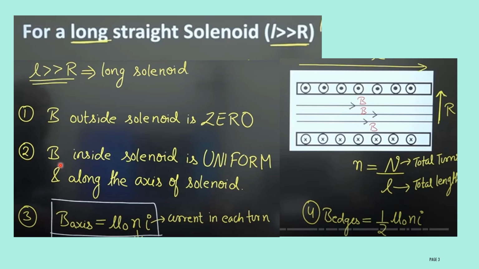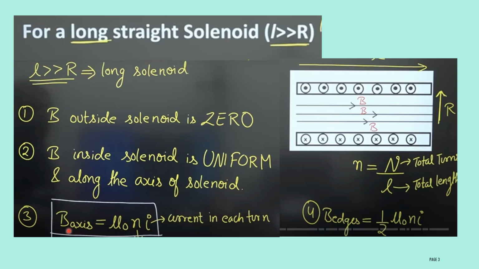Then the second one: the magnetic field inside the solenoid is uniform. Magnetic field inside the solenoid, here you can see the arrow mark. This is the B, it indicates the magnetic field. The magnetic field inside the solenoid will be uniform, and along the axis of the solenoid also it will be uniform, or the same.